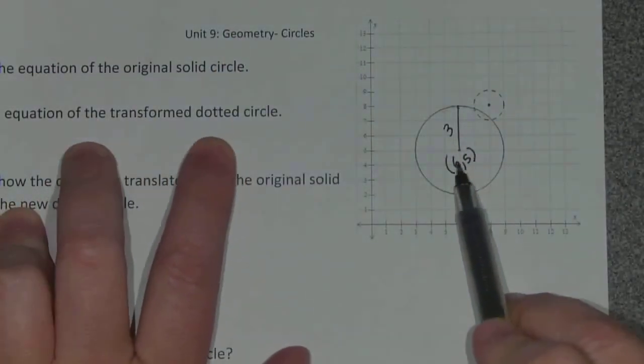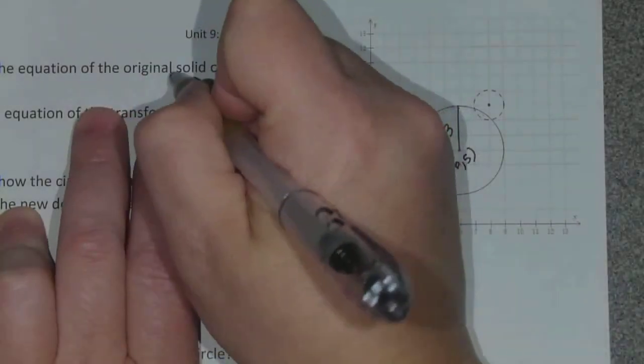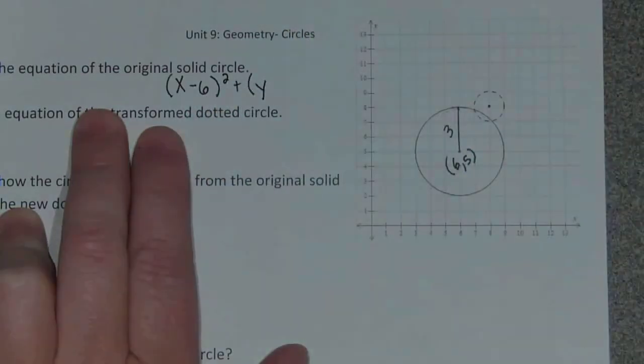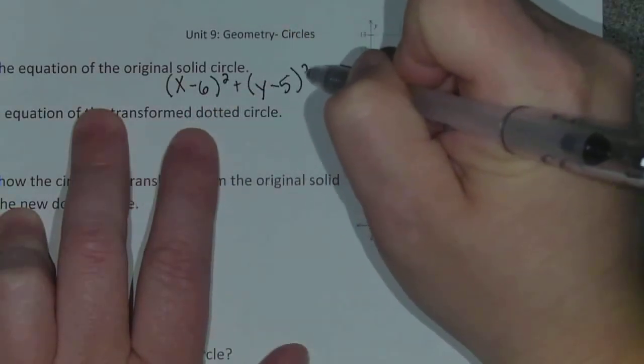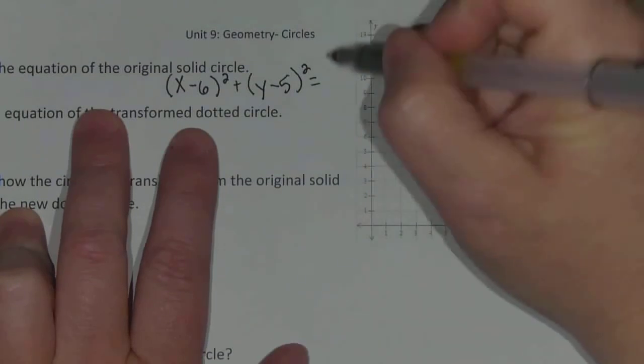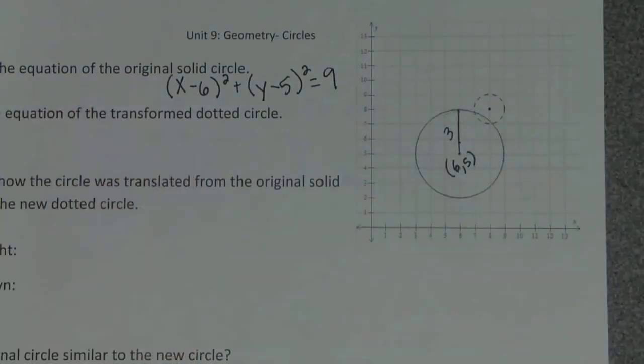If these are both positive numbers, what do they go into my equation as? Negatives. Good. And then it's equal to my radius squared. If my radius is 3, then I'm going to put 3 squared, which is the number 9. Okay. Is everybody all right with how I got that equation?